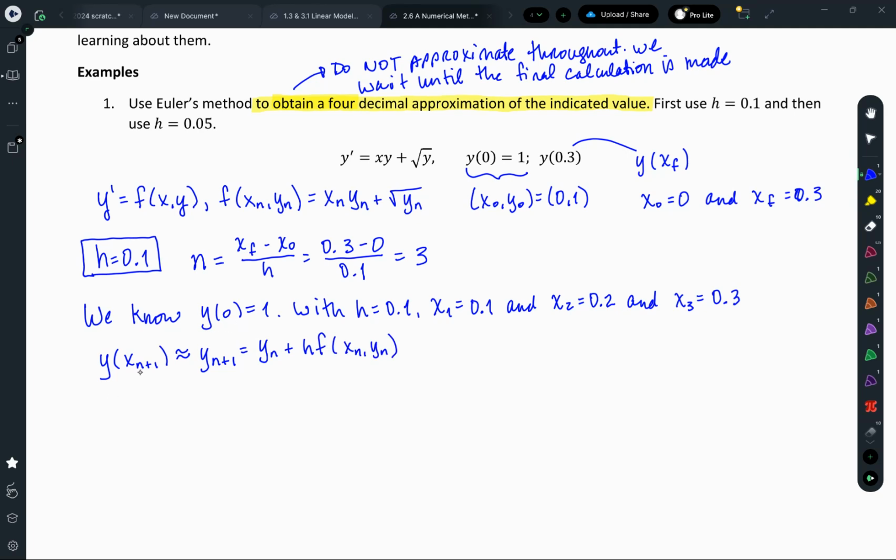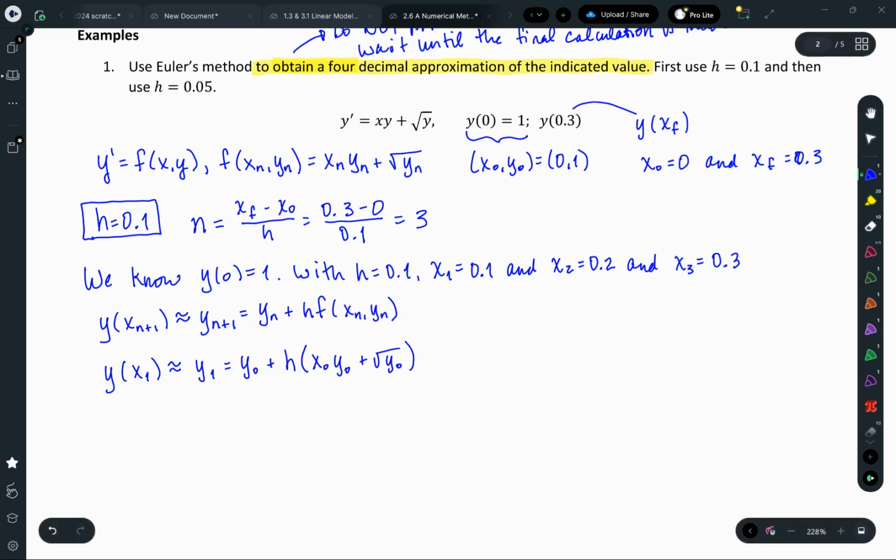If we already know y of 0 is equal to 1, then we're going to be trying to calculate y of x1, which will be approximately y1, which should be equal to y naught plus h times, in parentheses, x naught y naught plus the square root of y naught. Okay, that's our form. Now, I wrote those in general terms. In other words, I have x's and y's in there. I didn't put numbers in. So let's see what else this means.